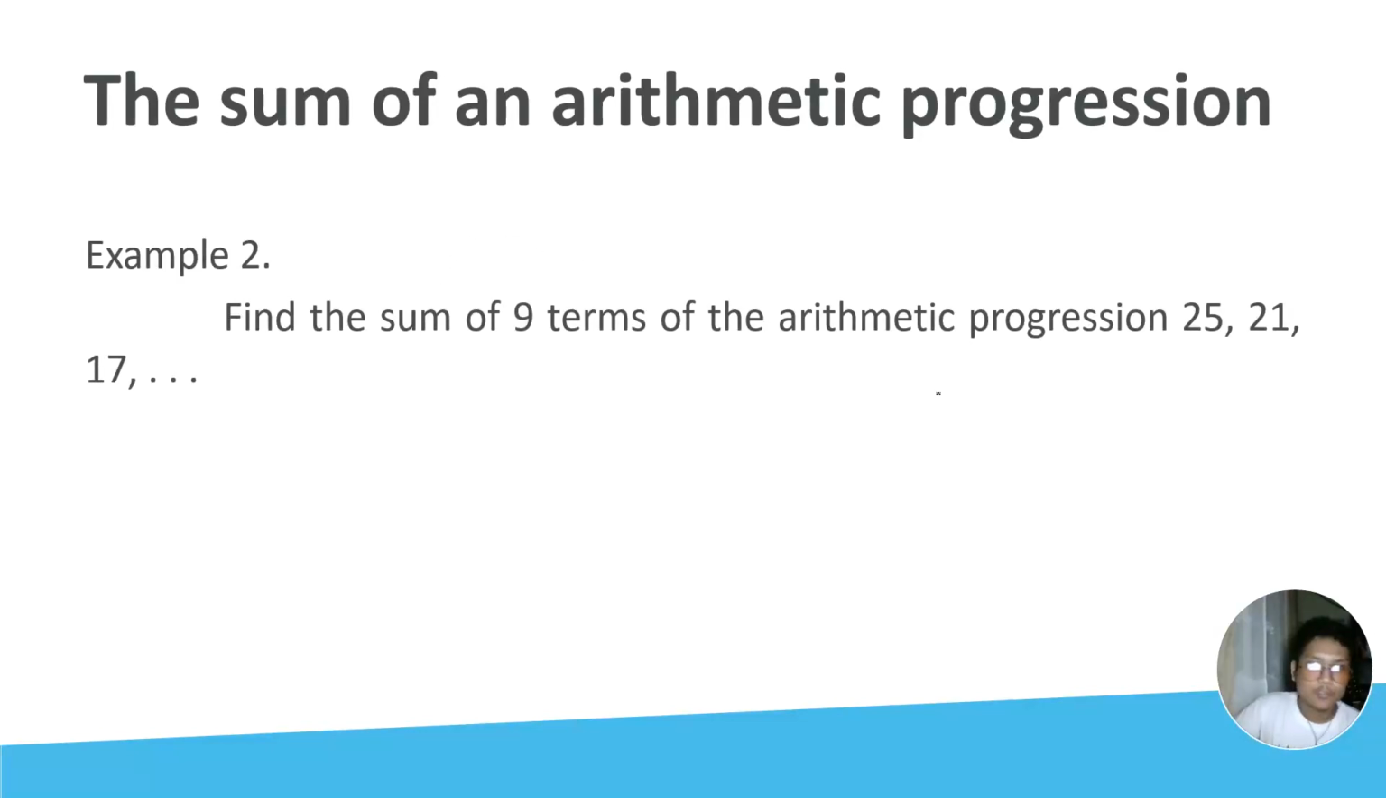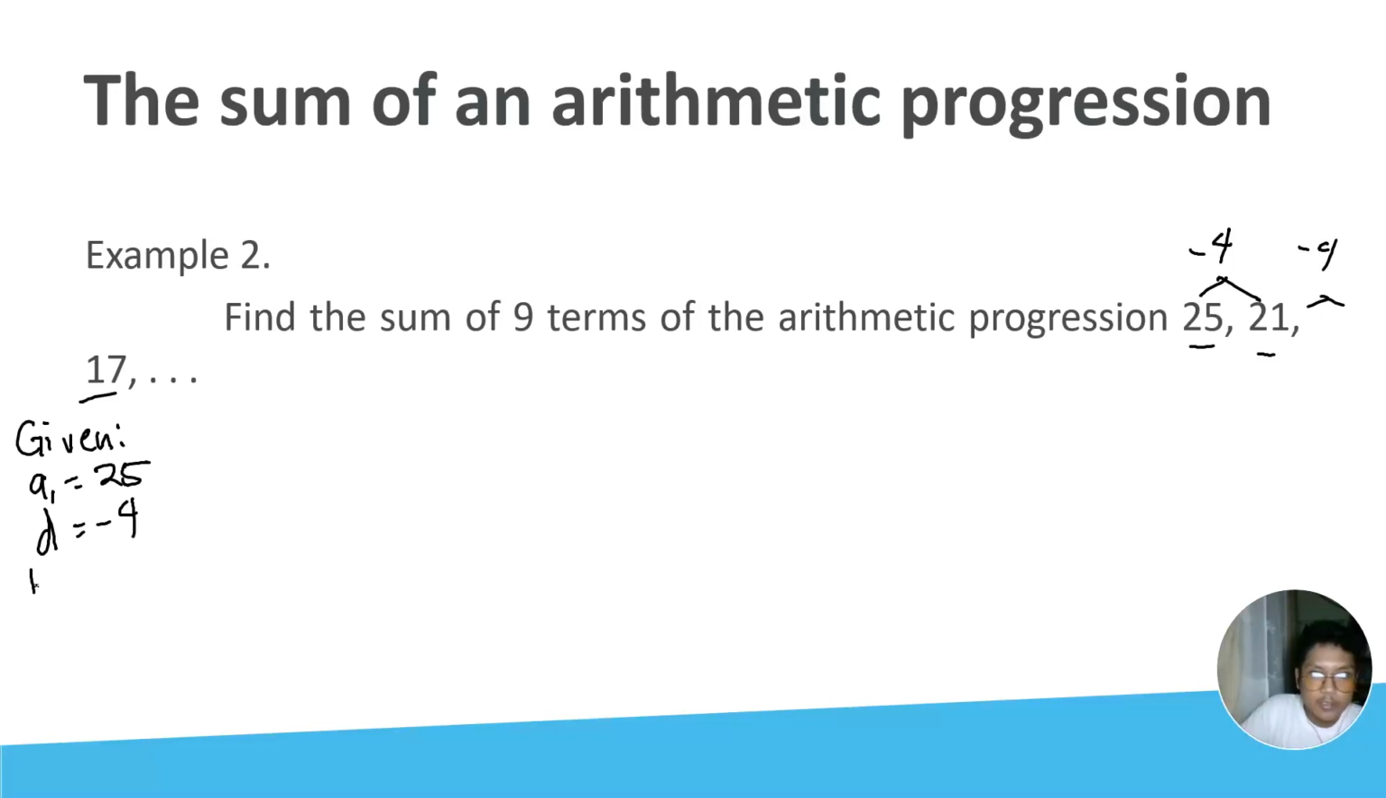Okay. Another example. Find the sum of 9 terms of the progression 25, 21, 17. So, subtract natin ito. Common difference is 21 minus 25, which is negative 4. Subtract din natin yung 17 sa 21, negative 4. Sulat yung given. Given: the first term is 25, the common difference is negative 4, and n is 9.